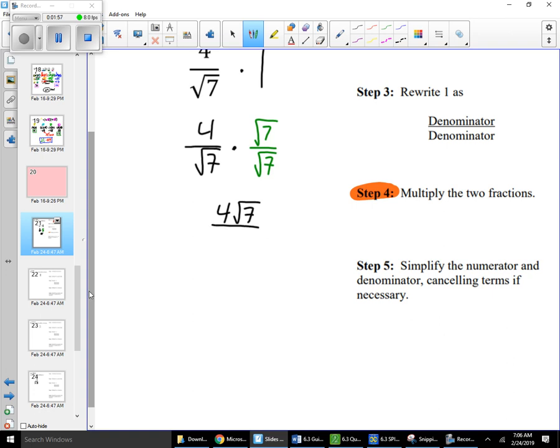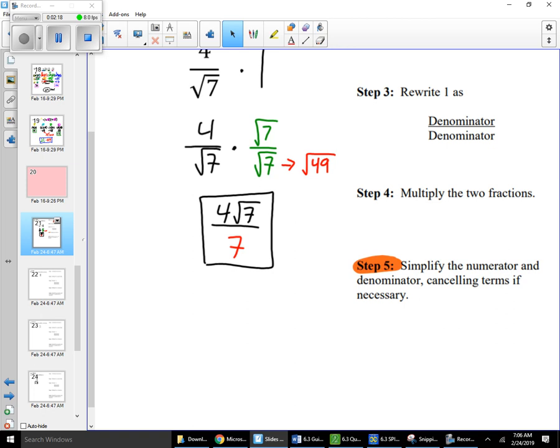And the square root of 7 times the square root of 7, I'm going to pull some scratch work over here. Square root of 7 times the square root of 7 is the square root of 49. But we know the square root of 49 is just 7. So altogether, rationalizing this, we get 4 root 7 over 7. Note that the last step here, to simplify the numerator and denominator, we don't have any terms that cancel, so we don't have to worry about that. But notice what I have now is a fraction where my denominator is the whole number 7. So we got rid of the radical in the denominator.